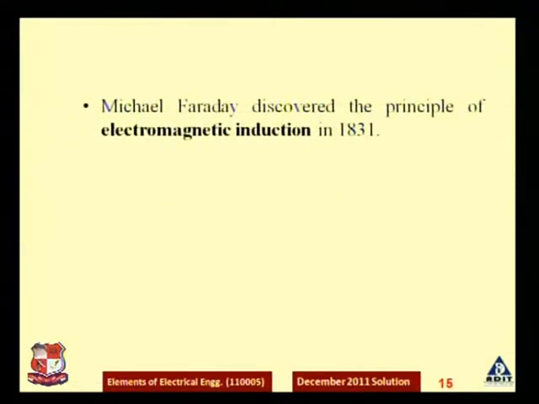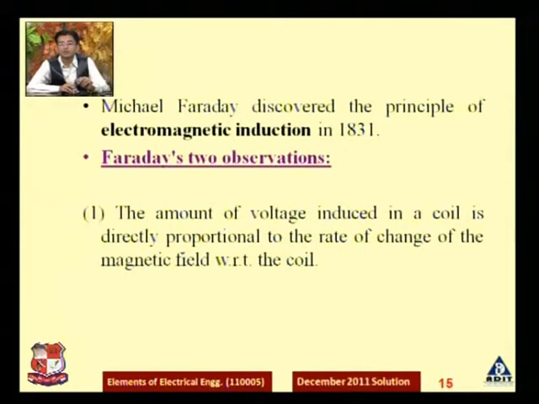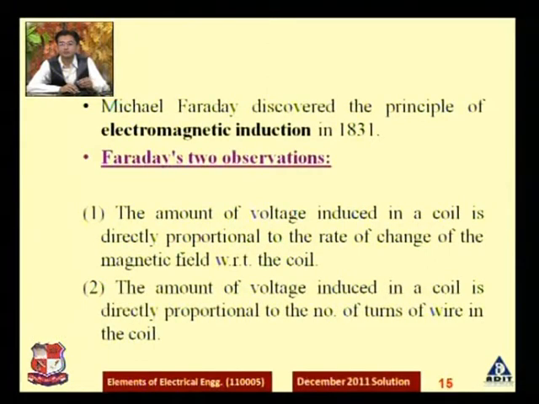So let us see what Faraday observed in 1831. There are two observations made by Faraday. The first observation was that the amount of voltage induced in a coil is directly proportional to the rate of change of magnetic field with respect to the coil. We will see this observation with an animation so that you can understand it more. The second is that the amount of voltage or EMF induced in a coil is directly proportional to the number of turns of wire in the coil. So let us see its animation.